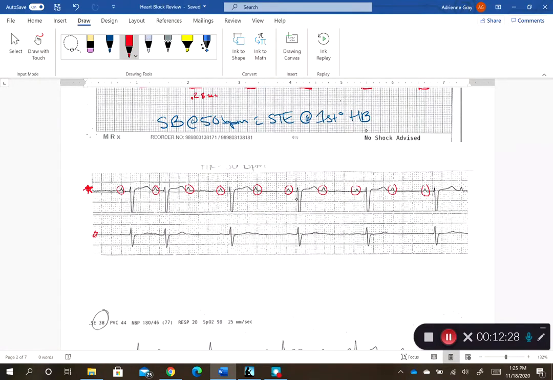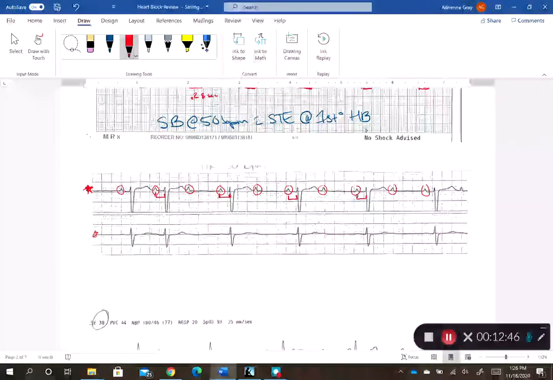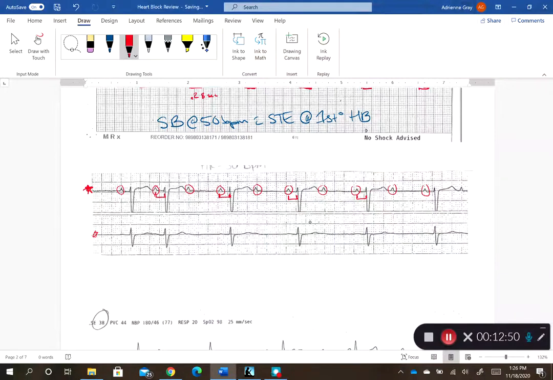Could it be a second degree type 1? Do I have a longer PR interval? No, all my PR intervals look pretty consistent. If I measure out all these PRIs, they all look pretty much the same. Could it be a second degree type 2? If some P's don't get through, then you have a Mobitz 2. Well, yes, that does fall into that category. So I'm going to stop right there. I'm not even going to get to third degree. We're going to label this a second degree type 2 heart block.